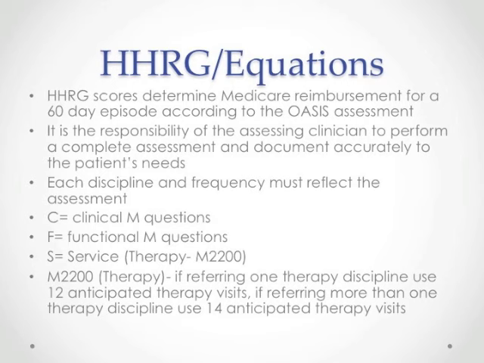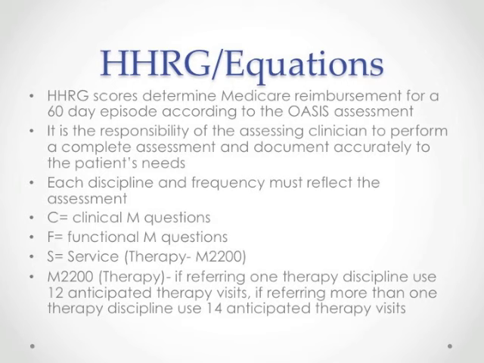On your HHRG and equations, your HHRG score determines your Medicare reimbursement for a 60-day episode according to the OASIS assessment. It is the responsibility of the assessing clinician to perform a complete assessment and document accurately to the patient's needs. Each discipline and frequency must reflect the assessment. Your HHRG score is made up of C, F, and S. The C score comes from your clinical M questions, the F comes from your functional M questions, and S is for service and is related to only one question, and that's therapy, your M2200 question on your OASIS.